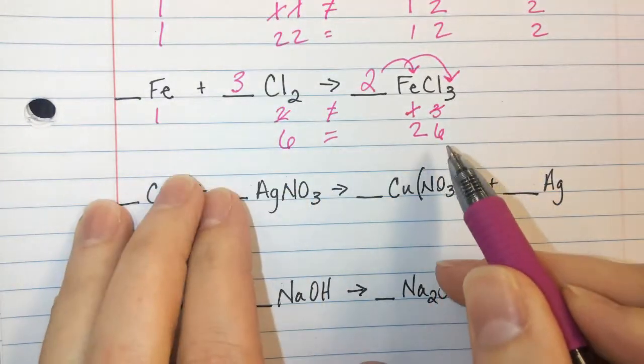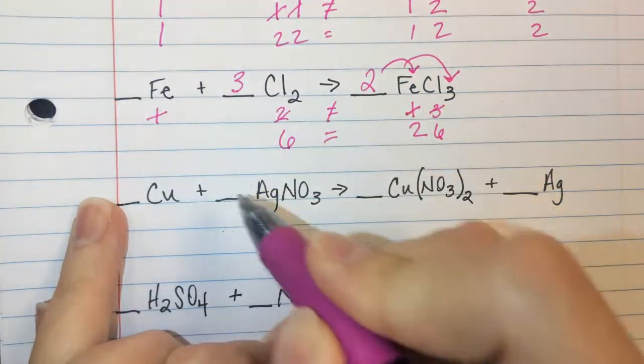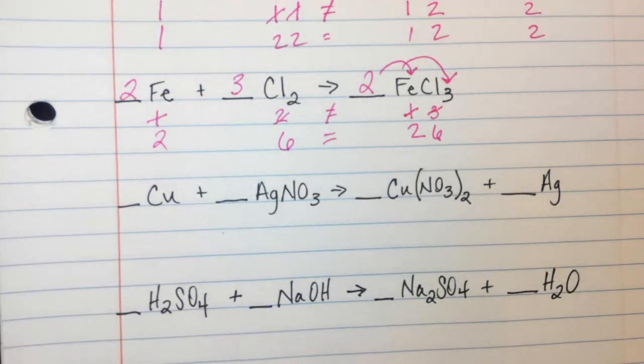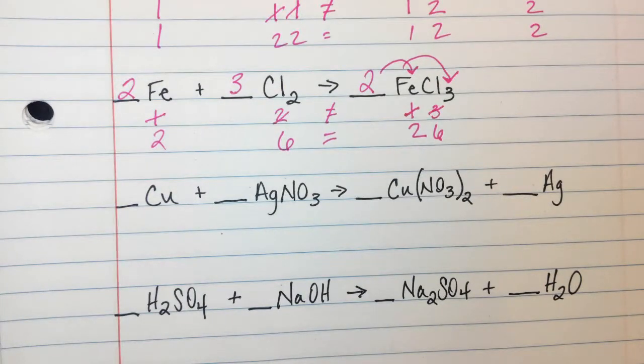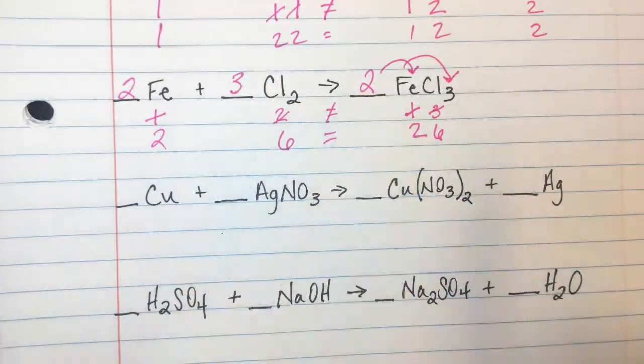Are we balanced? No. Who doesn't match now? And how can I make that a 2? Double it. Okay? So one trick is always try his subscript there and his subscript there.